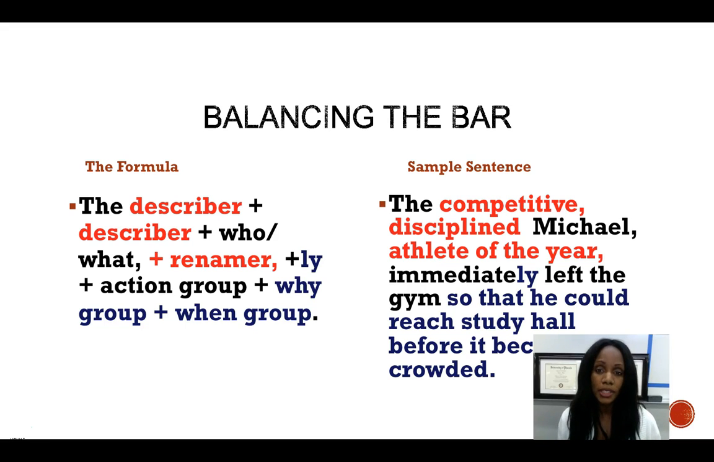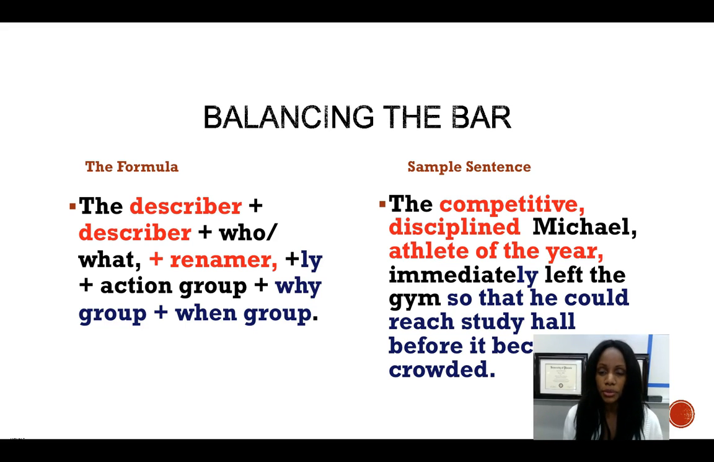We have the formula to the left, and then we have the sample sentence, and I think I'm covering a part of it, so I apologize, but I will read it to you. The competitive, disciplined Michael, athlete of the year, immediately left the gym so that he could reach study hall before it became crowded. This is a beautifully crafted sentence, and it was very deliberate because we had the two adjectives that we wanted to describe for Michael.